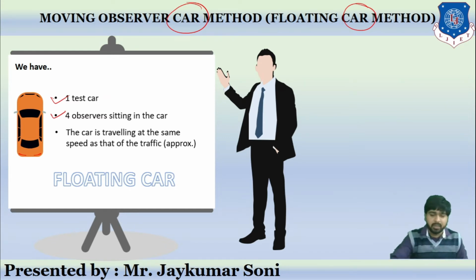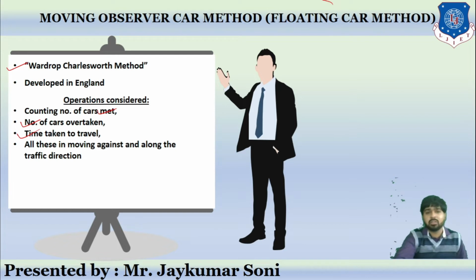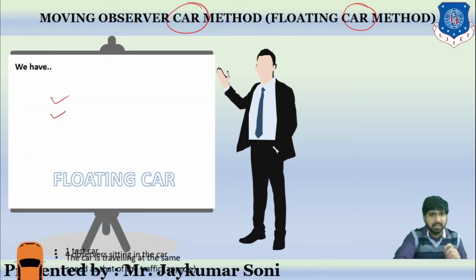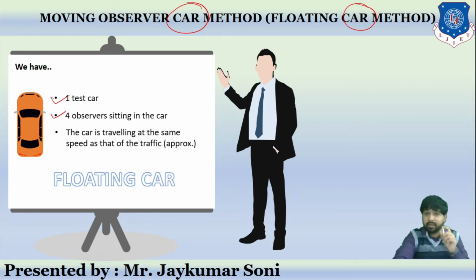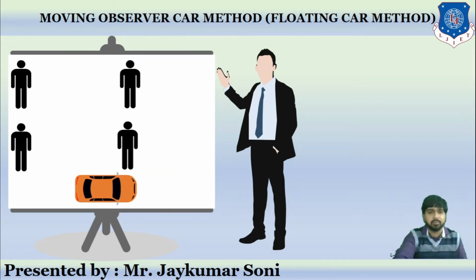Let me repeat it once again. This method is also called the Wardrop-Charles method. It was developed in England. In this method we have a car. We will have 4 observers. The car will travel at the same speed as that of the traffic, approximately the same speed.